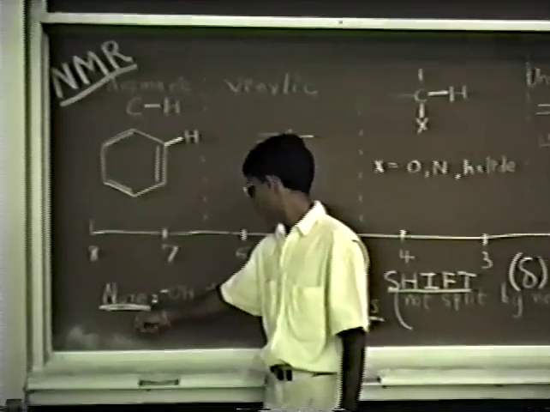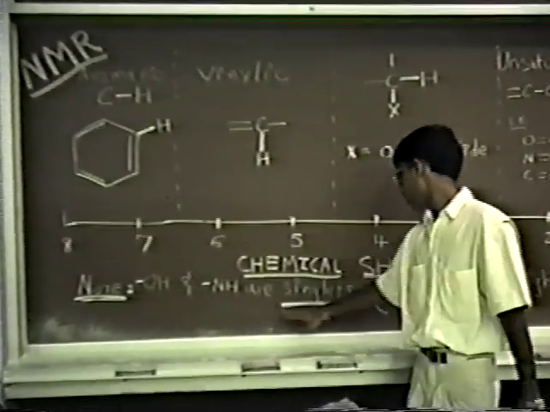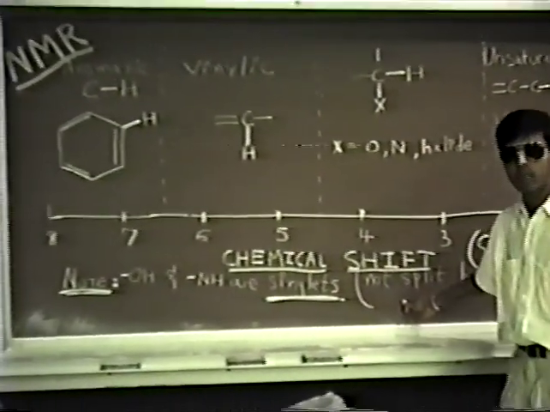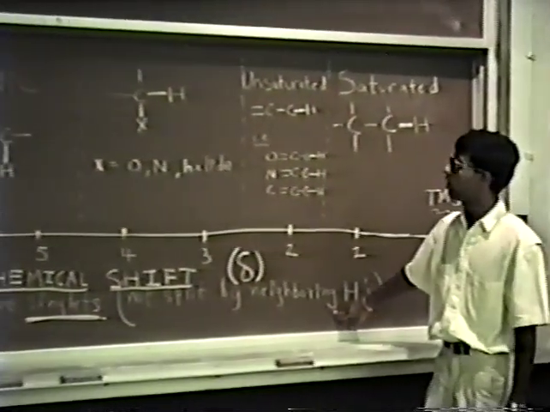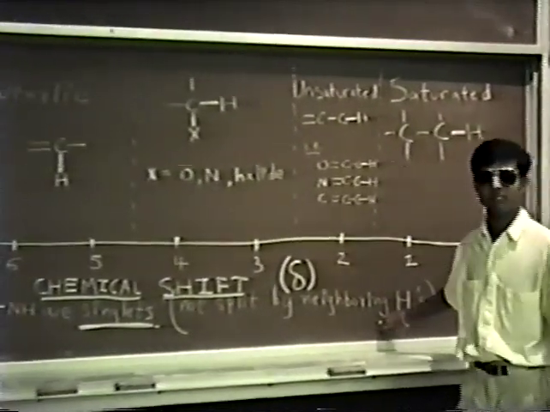An important note, OH and NH are singlets. They are not split by any neighboring hydrogens that may be on the adjacent carbon.